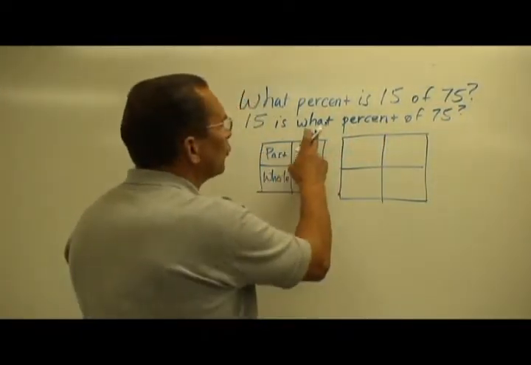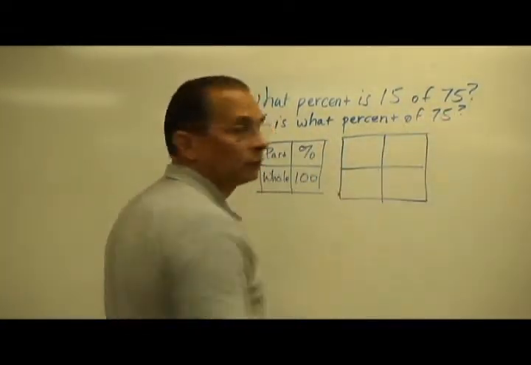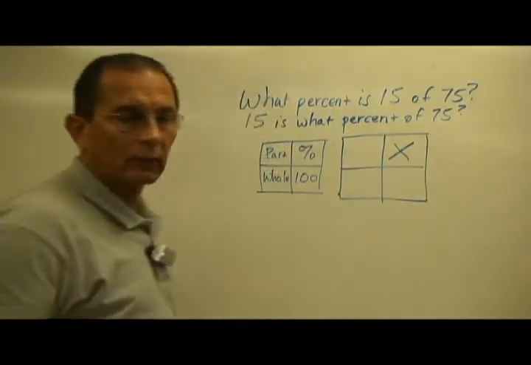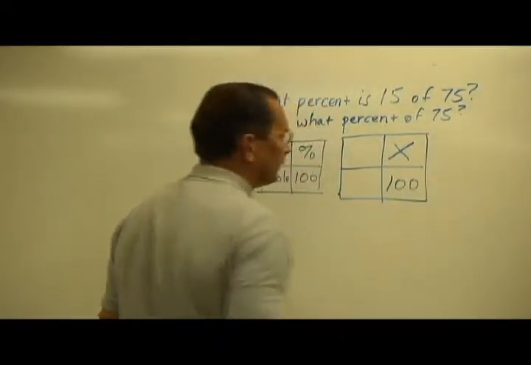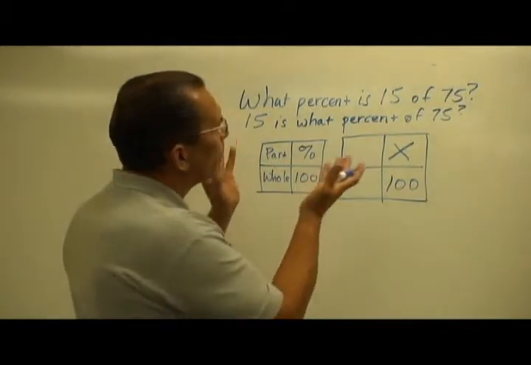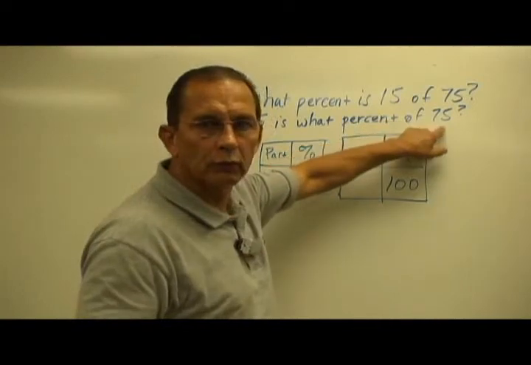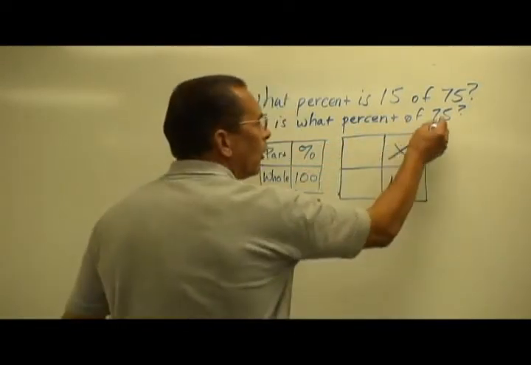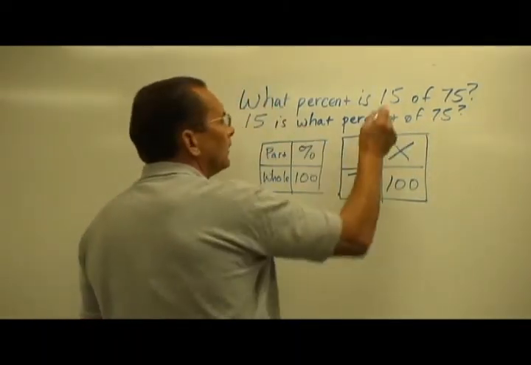First of all, let's notice that what we're looking for is the what. It says what percent. Are we given a percent in this problem? No. So we know that's what we're looking for. We're going to put an X right there, because we don't know what that is. 100 always goes down here, always in the bottom right corner. And the next question is, which one is the part and which is the whole? Well, one of the clues is that of always comes before the whole. Of always comes before the whole. So my whole is 75, and my part is 15.